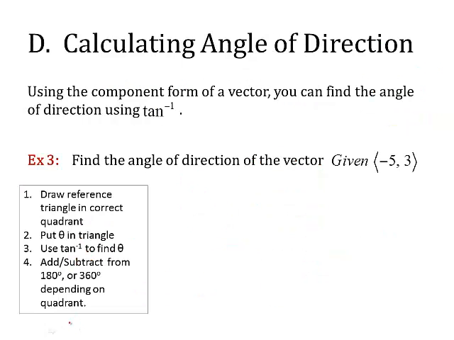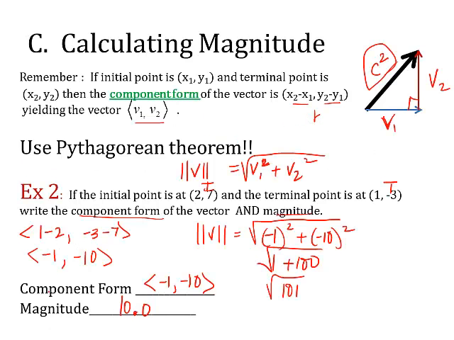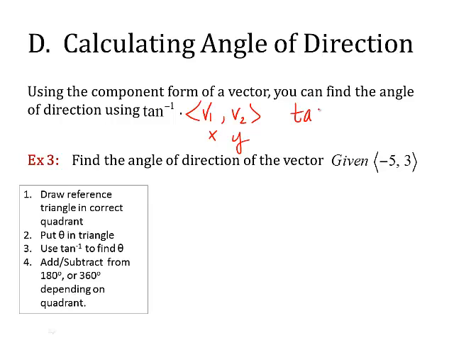All right, to calculate the angle of direction, using your component form of the vector, you can find the angle of direction using inverse tangent. Because remember, component form: this is your x and this is your y. Remember, tangent is always the y over the x, right? So we're going to utilize that relationship to find our angle.